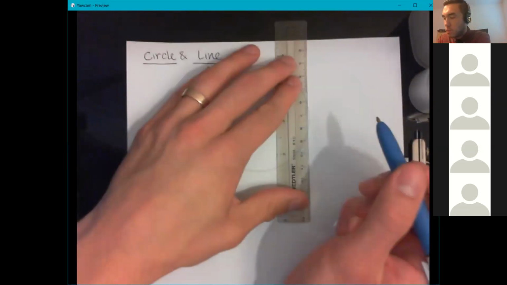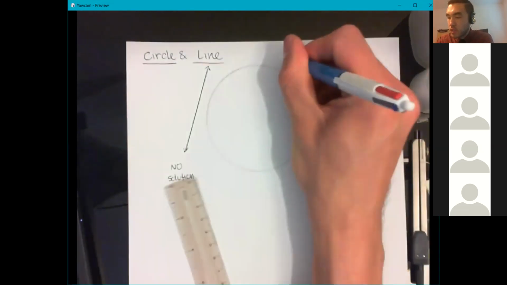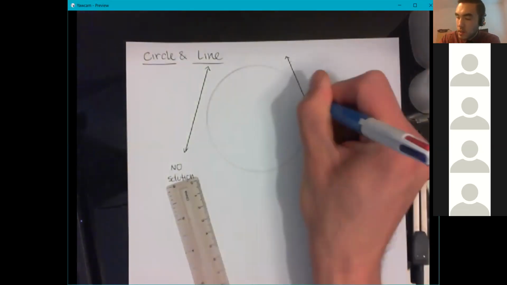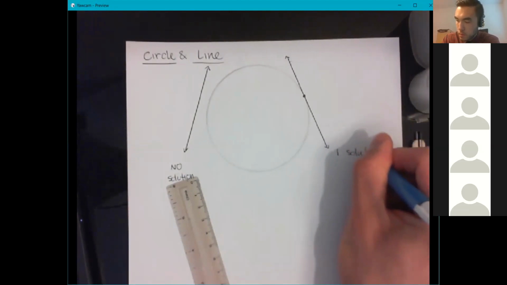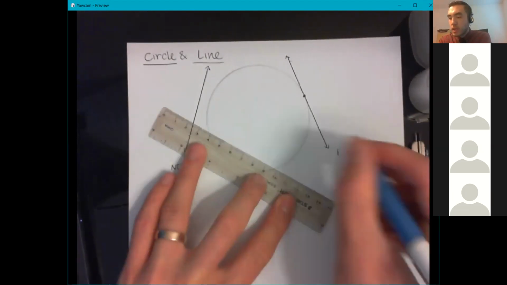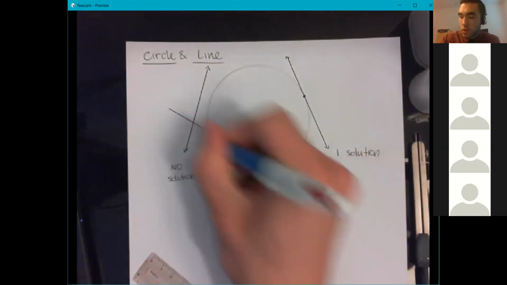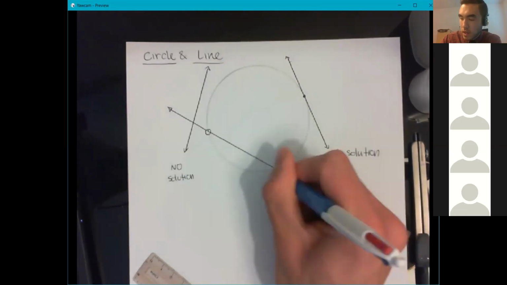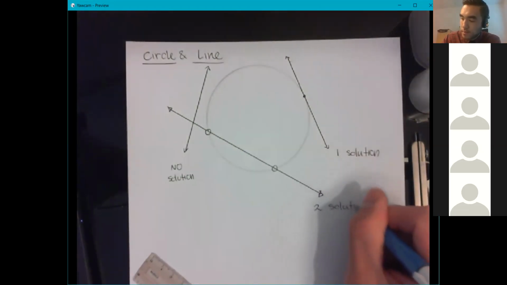It could be 1 solution. If it touches right on the edge and is tangent to the circle, so this is 1 solution. Or we could get the more interesting case where the line cuts through the circle here and here, and that one gives us 2 solutions.